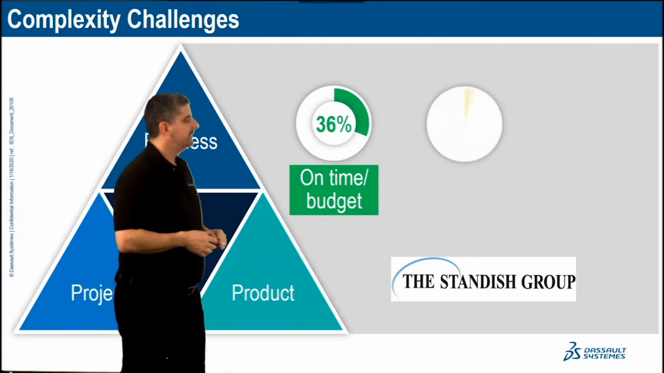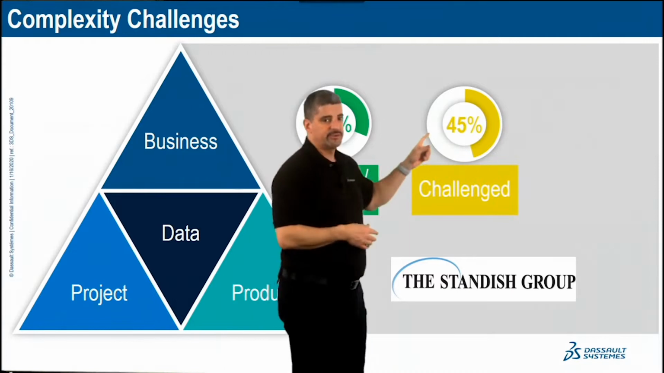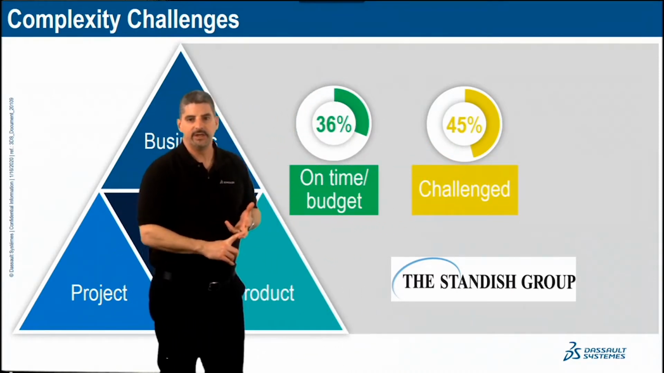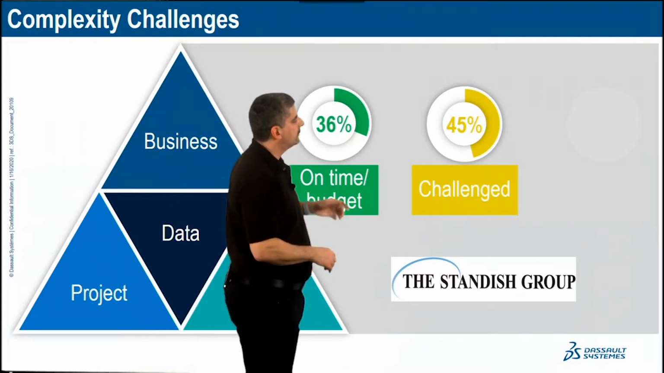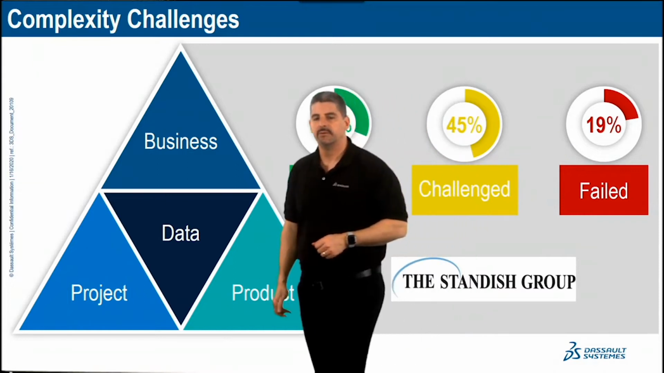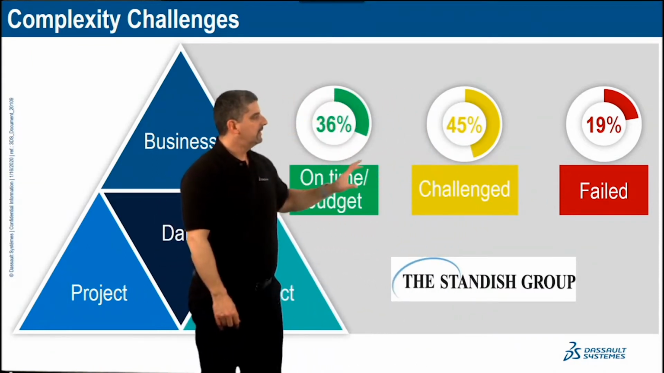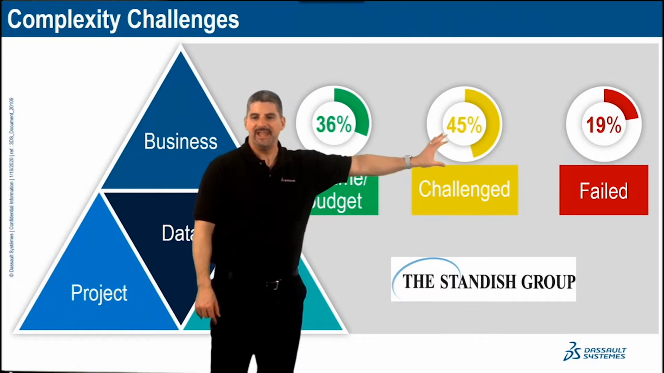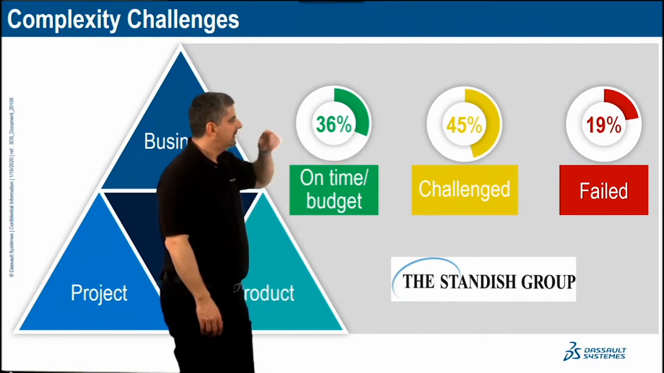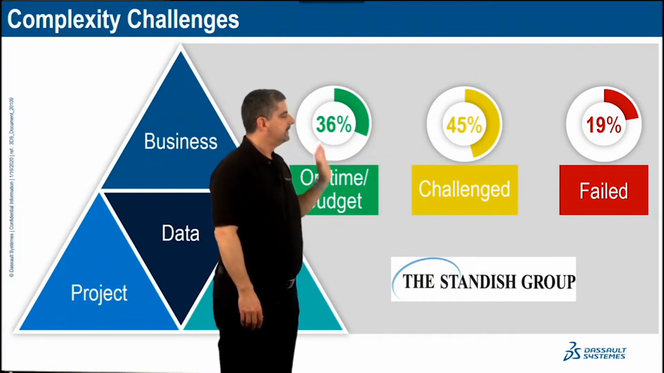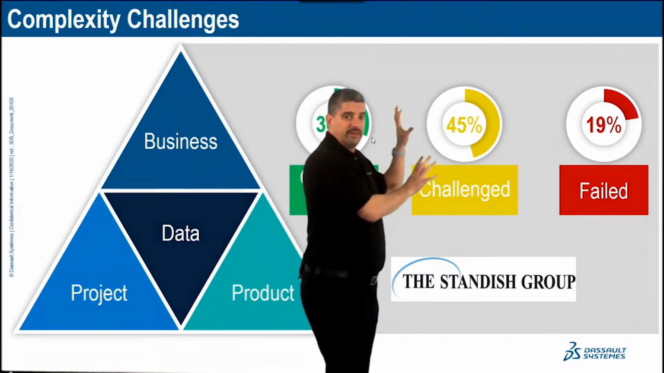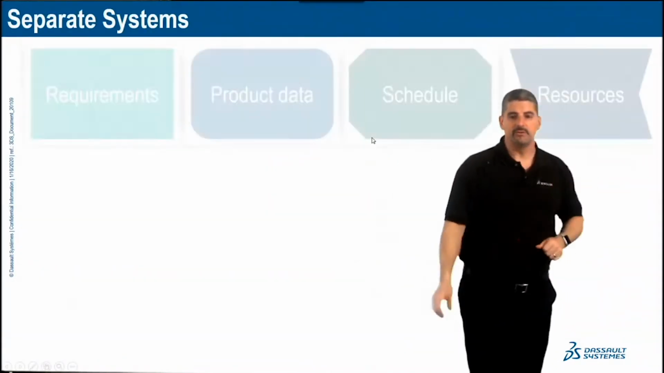Okay, how many are challenged? 45%. Challenged meaning either they were late, they were over budget, or didn't deliver on the value. And then, of course, how many are outright failures or canceled? Quite a few. So that's a big, big challenge. We're late, we're not delivering value, over budget. And by the way, all that complexity is just pushing things to the right. We've got to solve this problem. We've got to make it better.